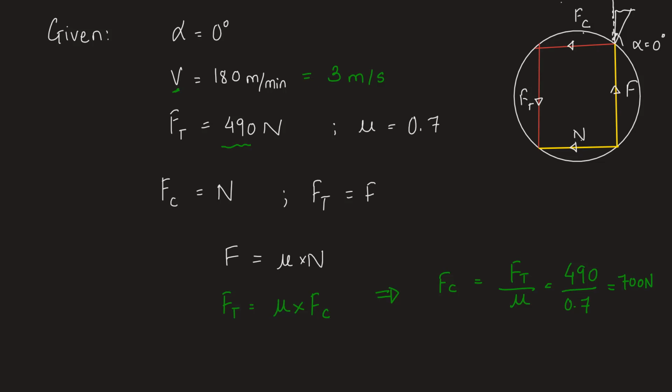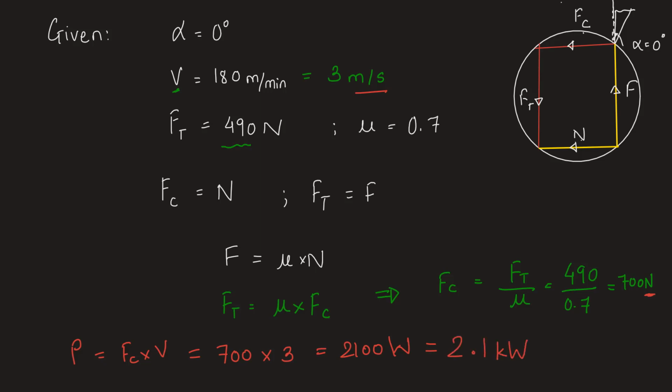Therefore the power consumption is equal to cutting force into the cutting speed, which is equal to 700 into cutting speed of 3 meter per second, which is 7 3s are 2100. The force unit is Newton and velocity's unit is meter per second, so the SI unit of power, which is watt, is the unit here. But we have to write the answer in kilowatt, so let's divide this by 1000. We get this as 2.1 kilowatt.